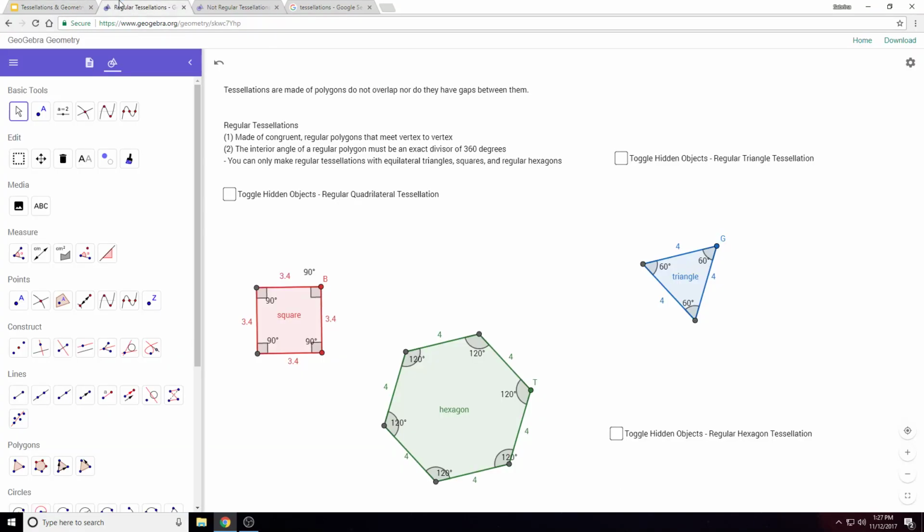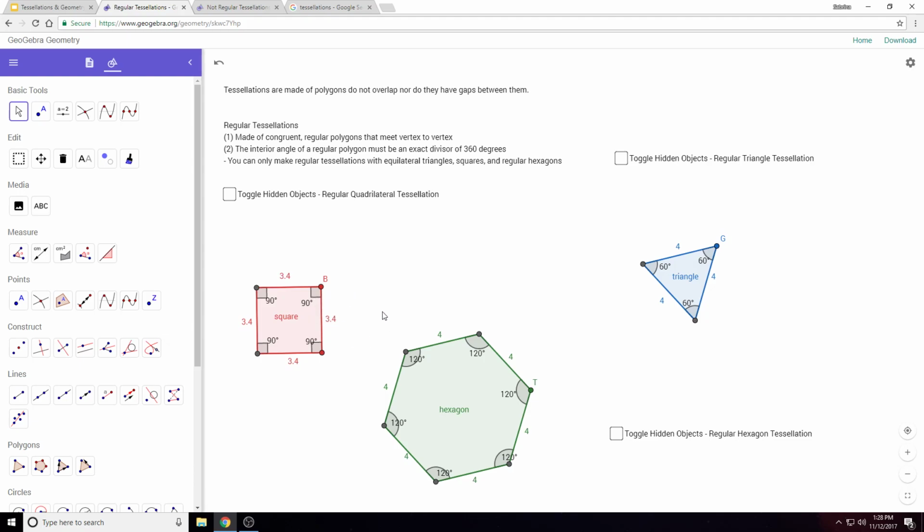And I've already prepared this worksheet. And I also added a quick summary of the definition of tessellations and regular tessellations that we can refer to later. Now let's begin with a square. So a square is inherently regular because all of the side lengths are equal, as you can see, and all of the interior angles are 90 degrees.